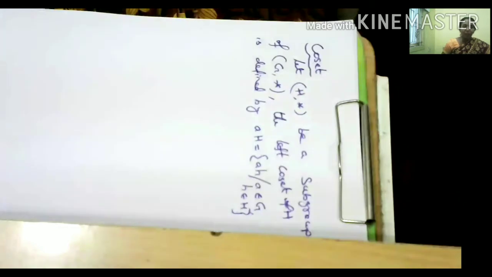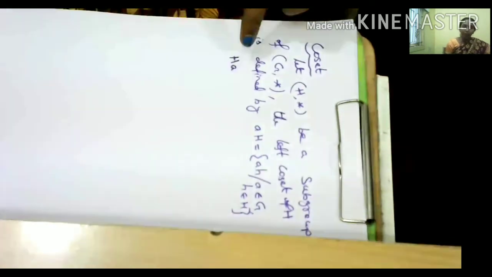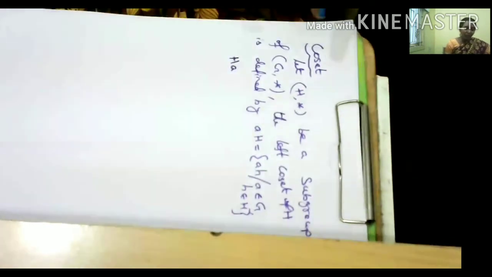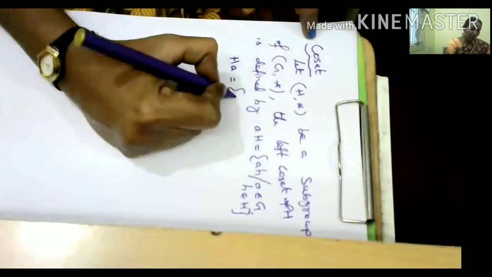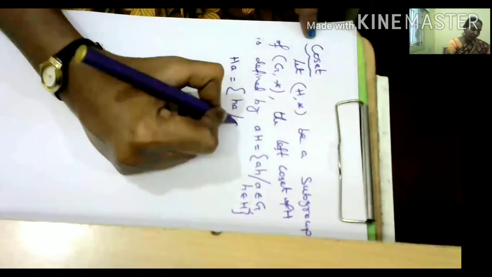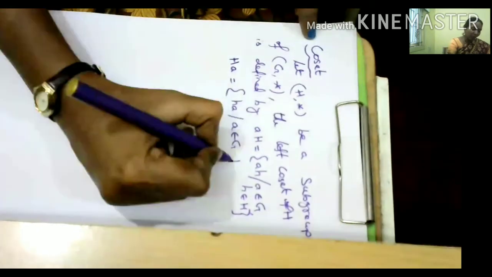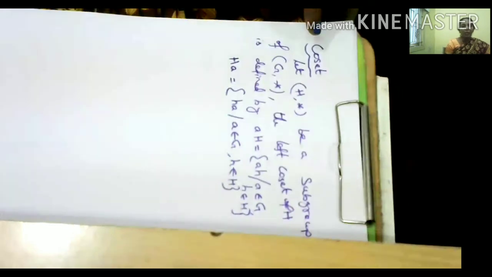The same way we can define the right coset. The right coset is H into a, where a belongs to capital G. So the element from capital G lies on the right side, and we say that it is a right coset. This is equal to the set of all elements in the form h into a, such that a belongs to G, h belongs to capital H. So this way we are defining coset of a group capital G.